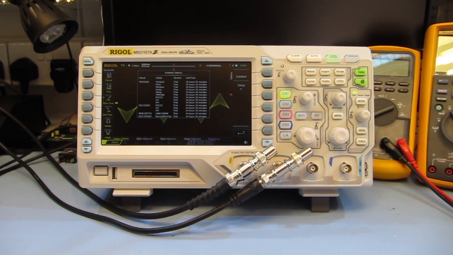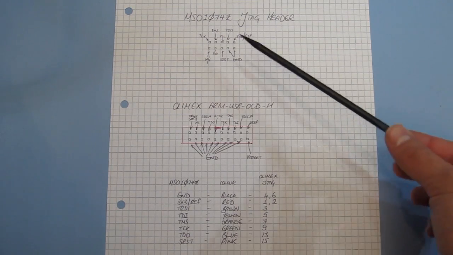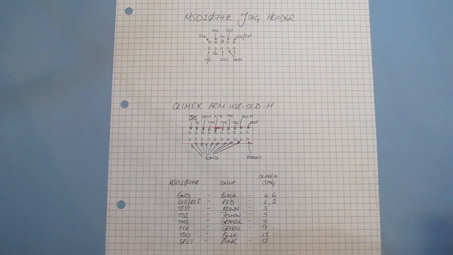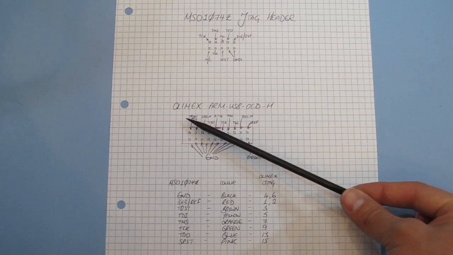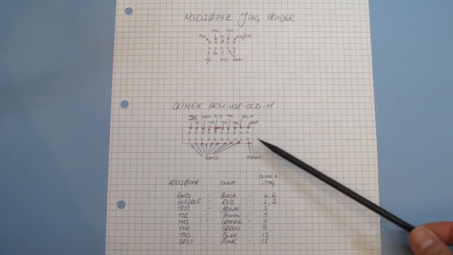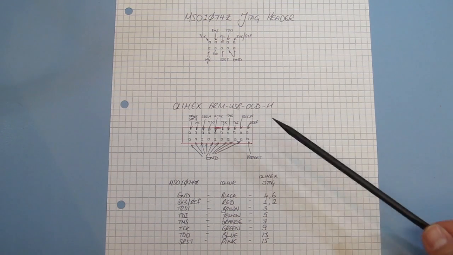So let's start by creating a JTAG cable to connect to a JTAG USB interface. I've just had a quick look on the internet and it looks like the oscilloscope has a 10-way header. This is a 0.1-inch 2-row header, standard type, and the Olimex and also the J-Link, if you want to do this, the J-Link has a 20-way header. That's also a 0.1-inch dual-row header.